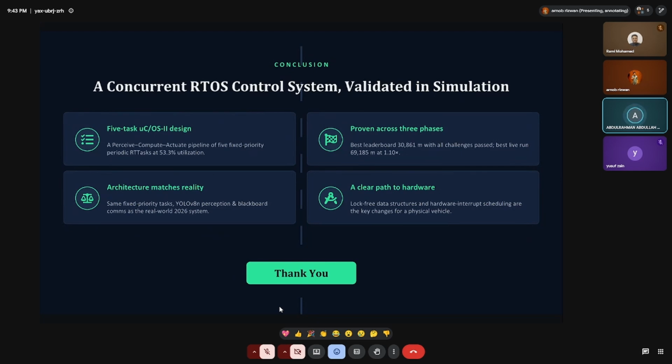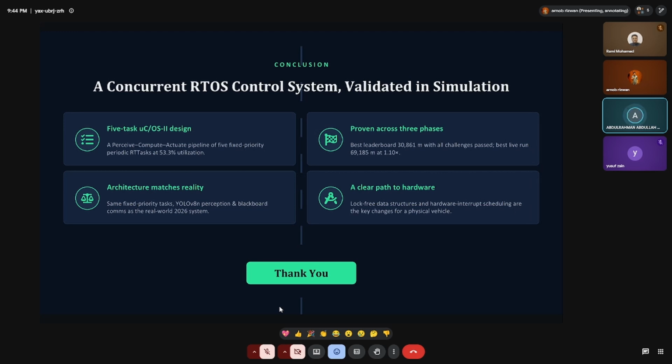The conclusion slide. Here you can see we want to share the main points of our project. First, we built a 5-task design, and our receive, compute, actuate pipeline runs at 53.3% utilization, which is safe. The second thing is our architecture matches the real world. We use the same fixed-priority tasks, YOLOv8 detection, and shared blackboard communication as the 2026 paper.